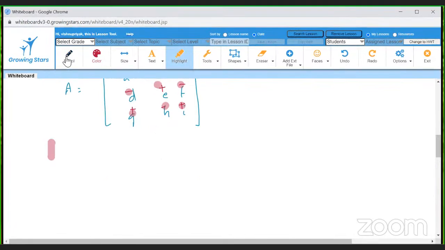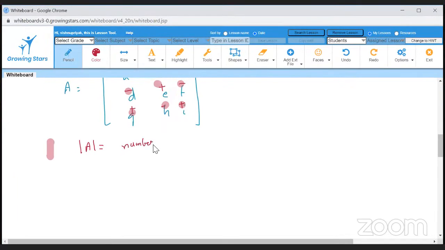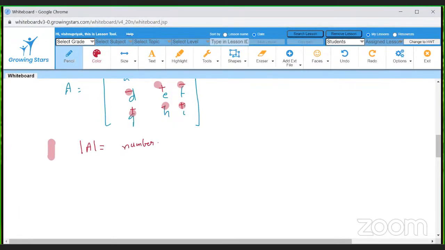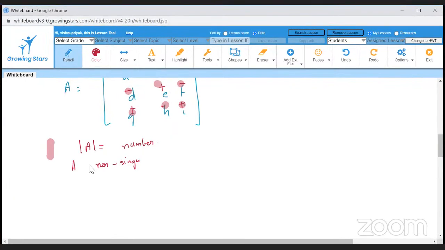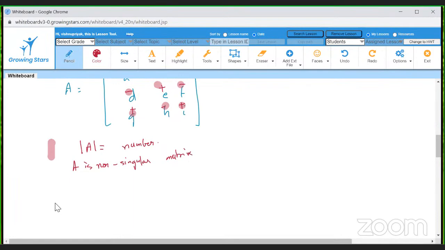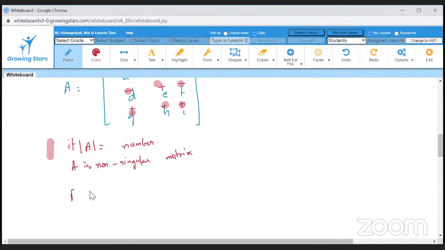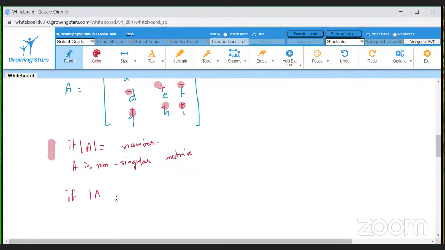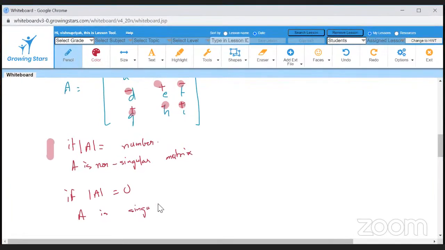If you are finding the determinant of A and you are getting some number, then you can call A a non-singular matrix. But if the determinant of A is 0, then you call A a singular matrix.